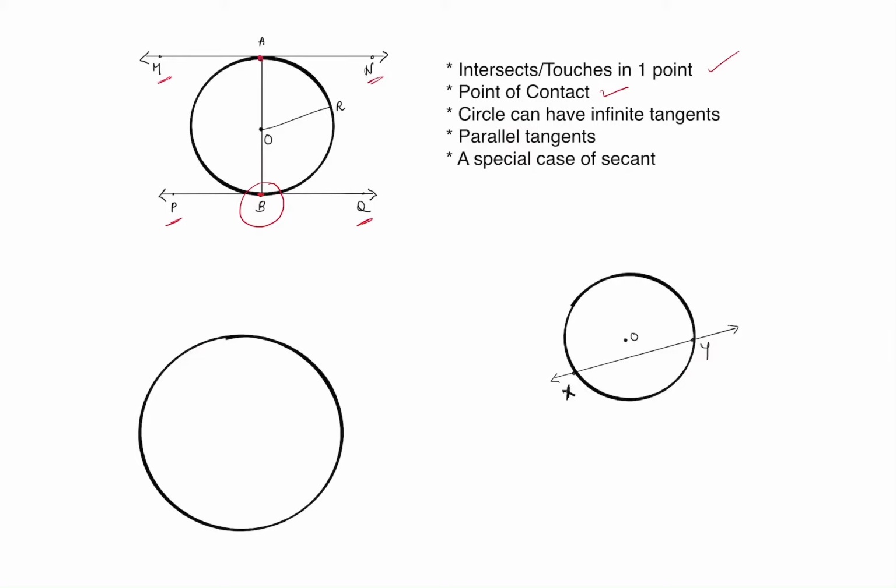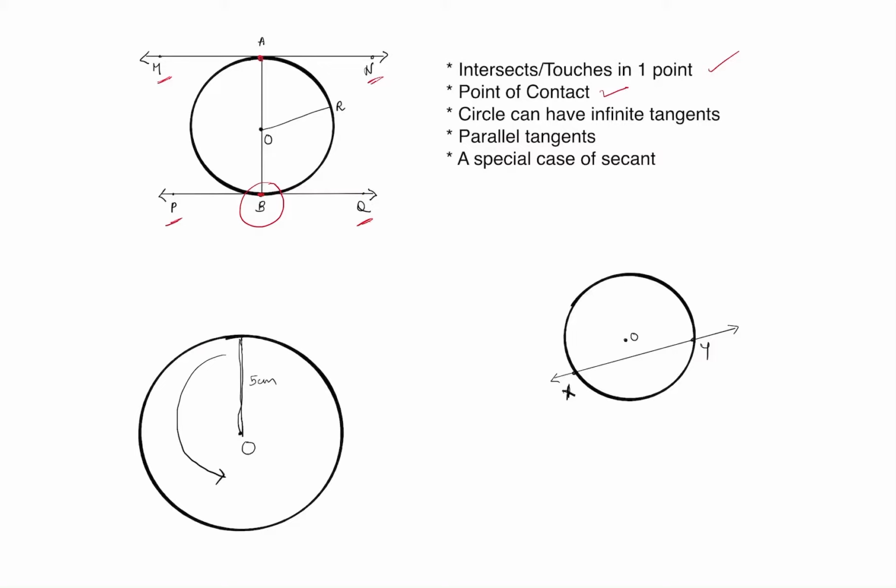Alright, so we have a circle. Let's say it has a center O. And in order to construct a circle, what do we do? We place the pointer of our compass over here. We measure a certain radius. Let's say 5 centimeters. And then we drag our compass around.